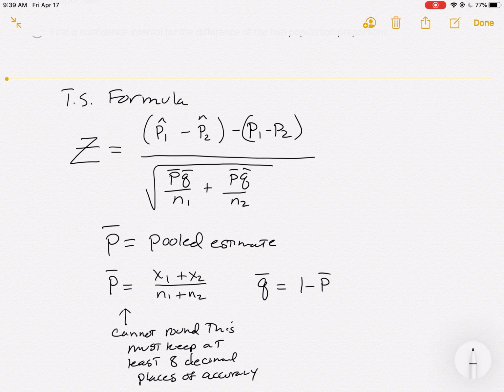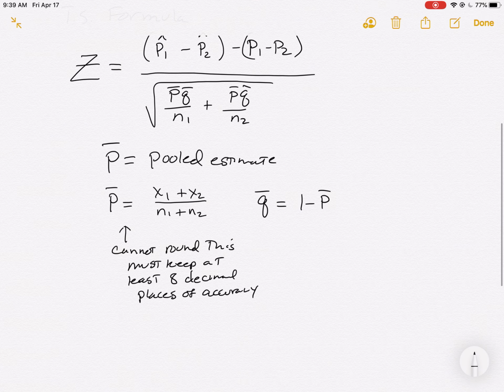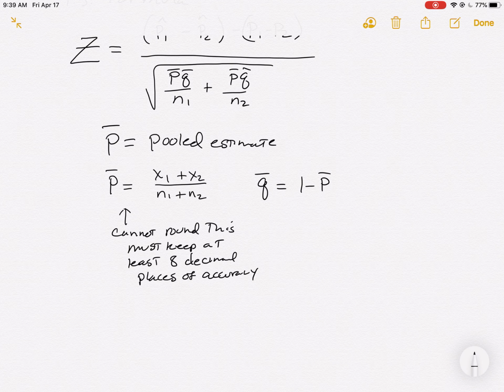And the reason for that is the p-bar is involved in a square root. And when it's involved in a square root in a product, if you have rounded off values, they'll tend to get pretty far away from one another. So that is what we're going to do.